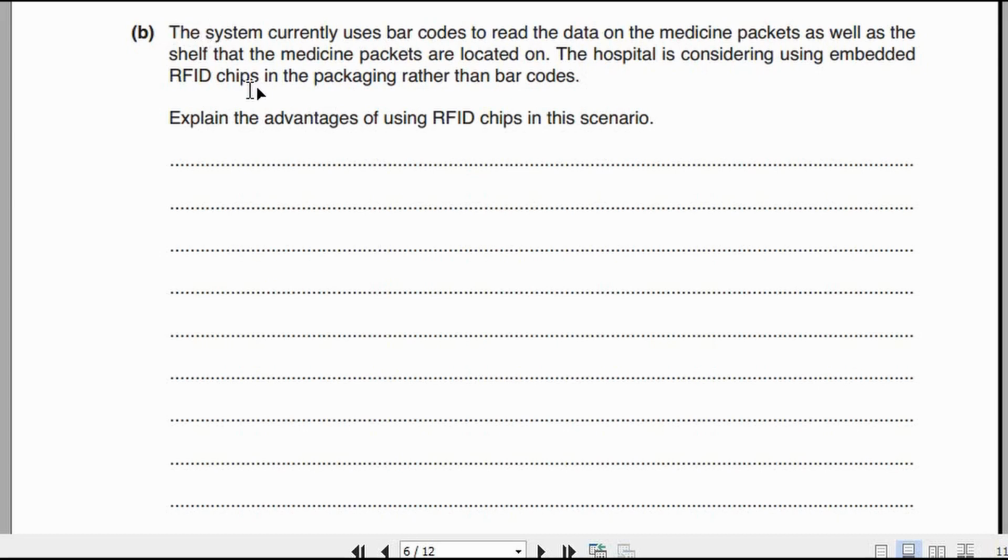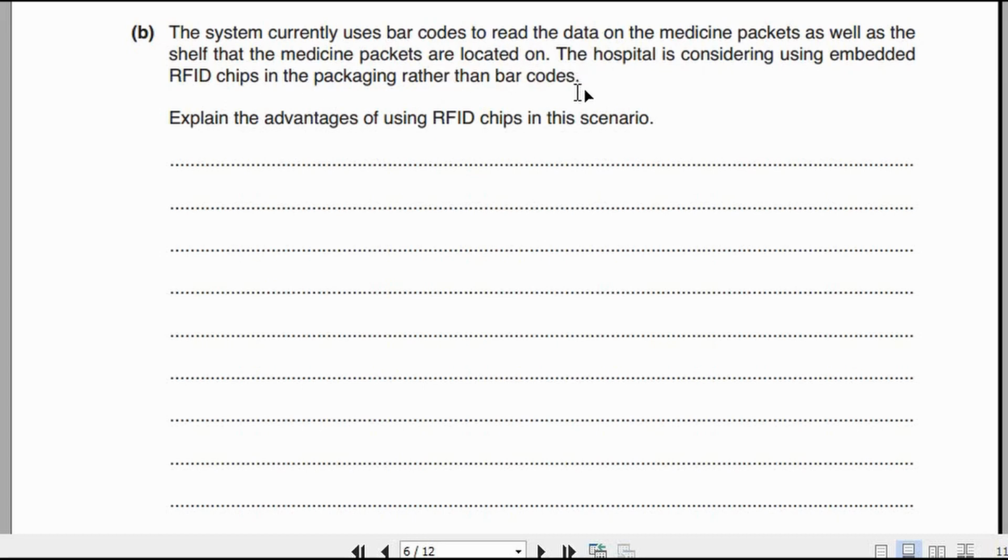B part, again there is some scenario and the question. The system currently uses the barcode to read the data on medicine packets, as well as the shelf that the medicine packets are located on. Like how the robots will understand, there must be a barcode scanner that identifies that this shelf has this particular medicine, and then the robot will pick the medicine from the shelf and deliver as per the prescription set by the doctor. The hospital is considering the use of embedded RFID chip into the packaging rather than the barcode.